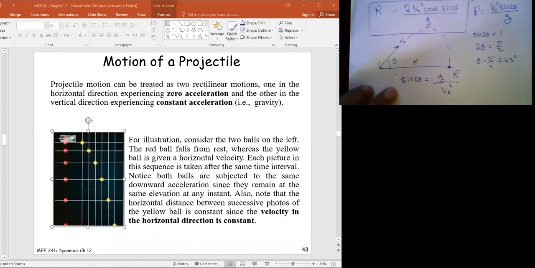Okay, so I'm trying to solve for this. Now, let's say this number was actually greater than 1. If the range is very large, maybe your number would be greater than 1. How can you solve for 2 theta?